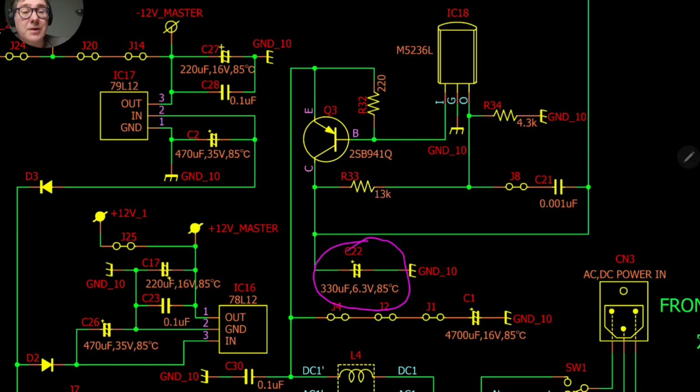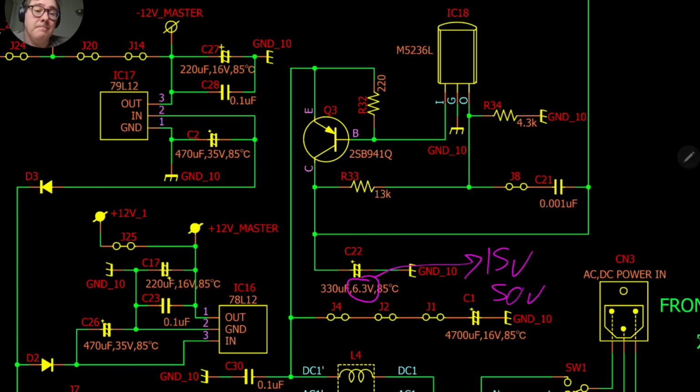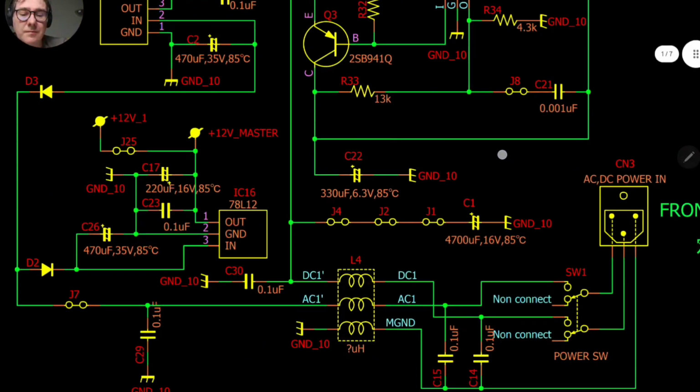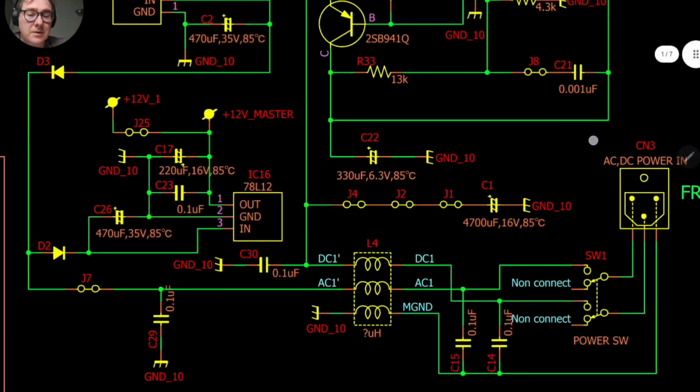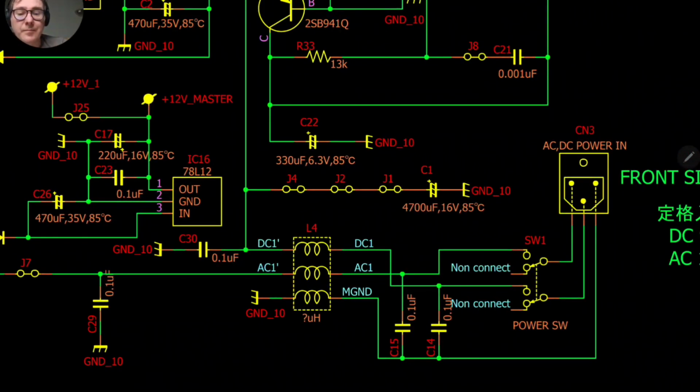And something that we can do is replace this capacitor and put one with more voltage, just to reduce the stress on the capacitor. So here we could put, I don't know, 15 volts or maybe 50 volts. For sure, I will replace this capacitor. I will also replace this other capacitor. Where is it? A large one. Yeah, this capacitor in here.